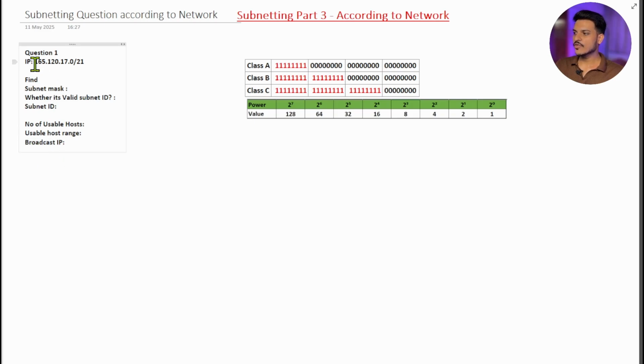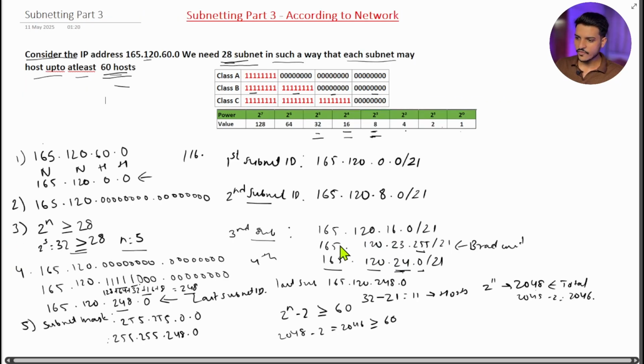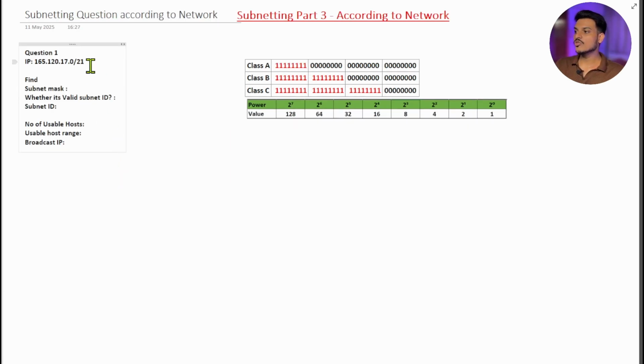If you carefully see this IP, 165.120.17.0/21, from our previous example you can see that this IP falls within the third subnet. Our third subnet started from 16.0/21 and ends at 165.120.23.255/21, so this IP was in between this range. This we know. But what if you directly get some other IP and you don't know about it? How can you still find these values? Firstly, as our first step, we will write the given IP as it is.